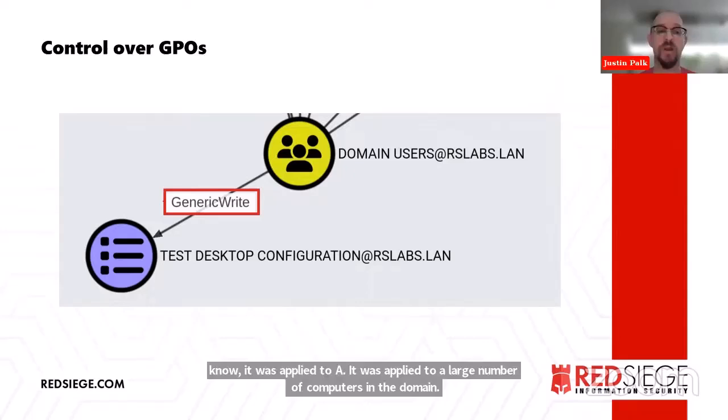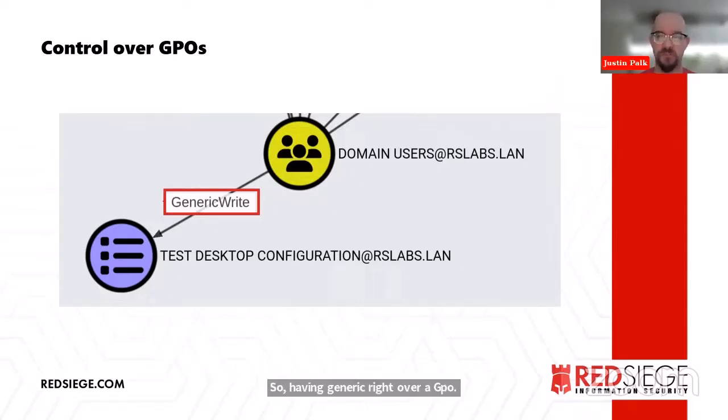So having generic write over a GPO that is applied to computers basically gives you full control of those computers. You can use it to enumerate information, you can execute code, you can add somebody to the local admins group, you can modify the firewall settings, all sorts of fun stuff.